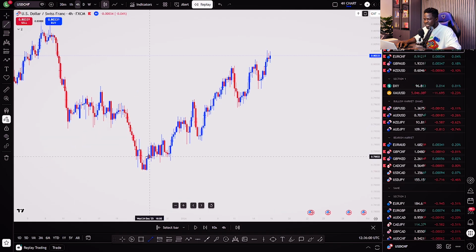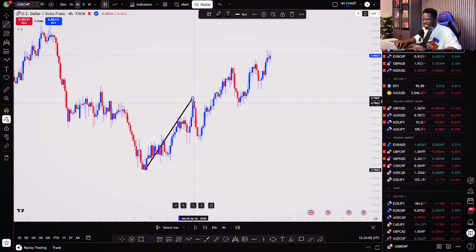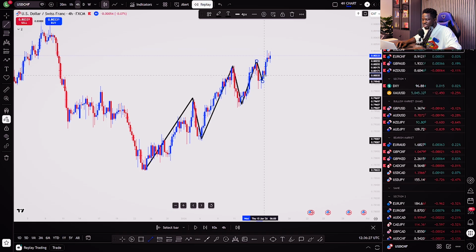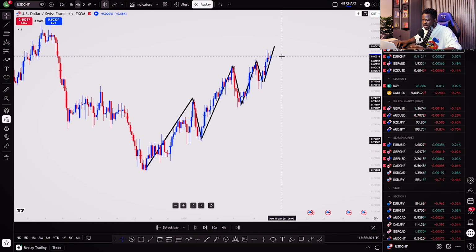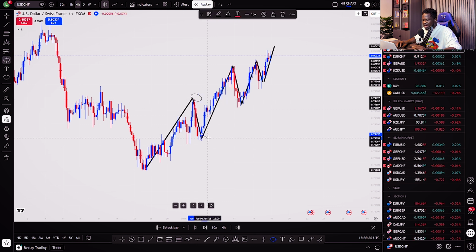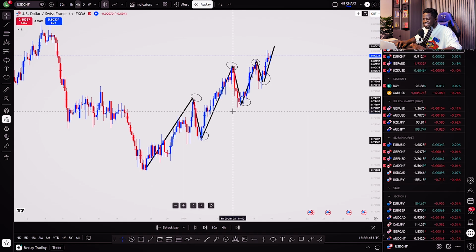If you look at the chart of USD CHF right now, you can see that the price action created a consistent swing high, swing low, swing high, swing low, swing high, swing low, then back to another swing high. You can see a consistent higher high, higher low, higher high, higher low, then higher high, higher low in the market. So this is a very good example of a market condition where you can use the trend line trading strategy.